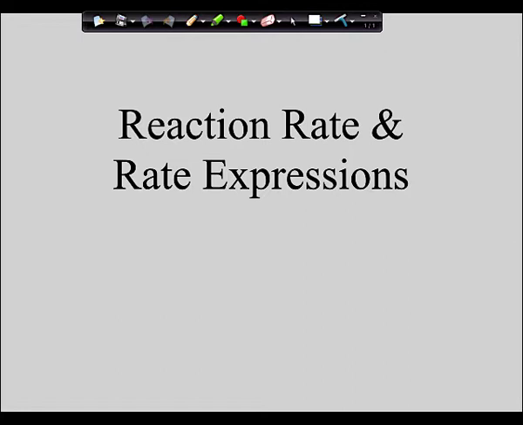Okay, so bottom line is this. Here's the way today is going to go. We are going to do some introductory stuff with reaction rates. We're going to define some terms. We're going to talk about some interesting observations. Then we're going to wrap up the day by learning to write rate expressions.